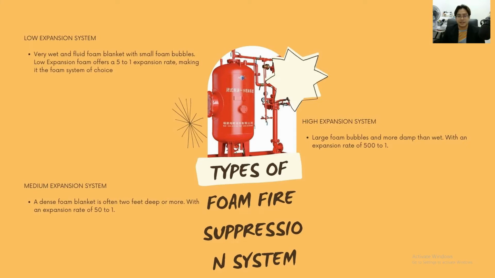Okay, now the types of foam fire suppression system. There are three types. First is the low expansion system, which is a very wet and fluid foam blanket with small foam bubbles. Low expansion foam offers a 5 to 1 expansion rate, making it the foam system of choice. The medium expansion system is a dense foam blanket, often 2 feet deep or more, with an expansion rate of 50 to 1. And next is the high expansion system, which has large foam bubbles and is more damp than wet, with an expansion rate of 500 to 1.